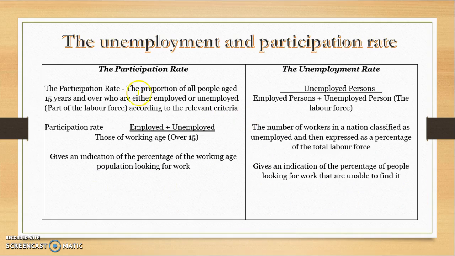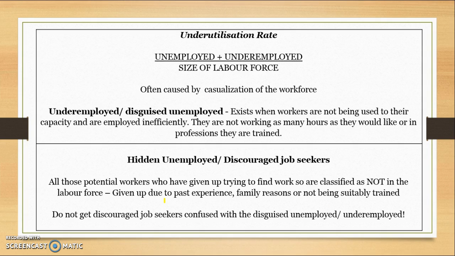So the participation rate is the proportion of all people aged 15 years and over who are either employed or unemployed. And the unemployment rate is the unemployed as a percentage of the whole labour force. So what percentage of all those looking for work cannot find work? And that's generally around 5%. The participation rate is generally around 65%. 65% of people over 15 are either working or looking for work in Australia.